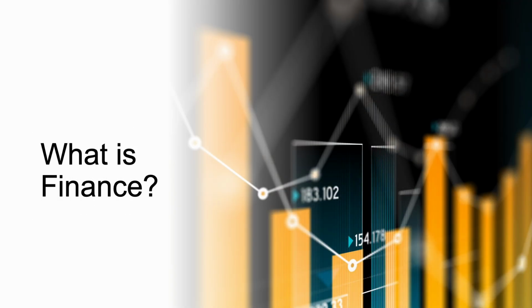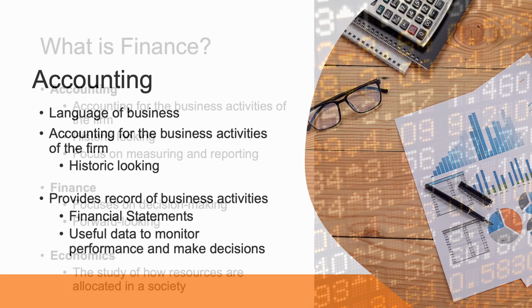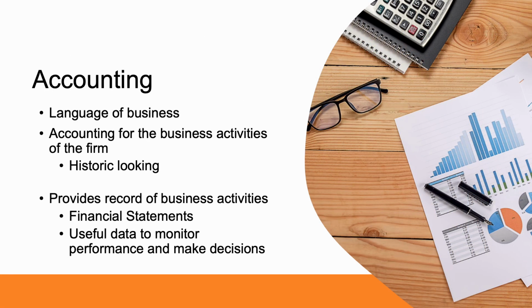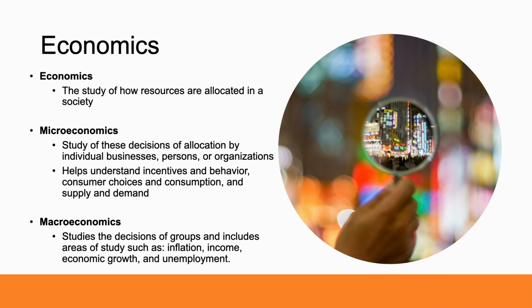Let's start by differentiating it from its closely related disciplines of economics and accounting. Accounting is a practice of recording or accounting for each activity and transaction of a company or individual and produces a historic record or account of what occurred. So, accounting is very historic looking in nature and focuses on reporting the business activities of the firm. Financial decision makers rely on both economic theory and empirical evidence combined with accounting data to make informed decisions for their organization. Economics is a study of how resources are allocated in a society.